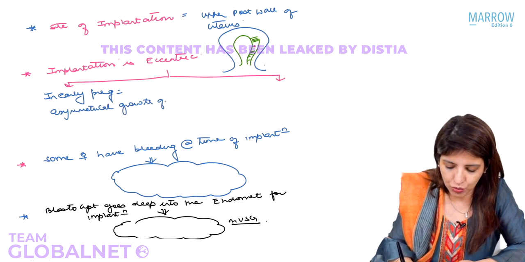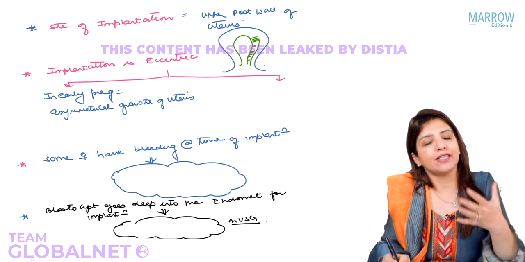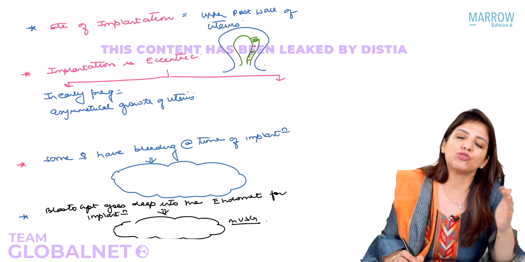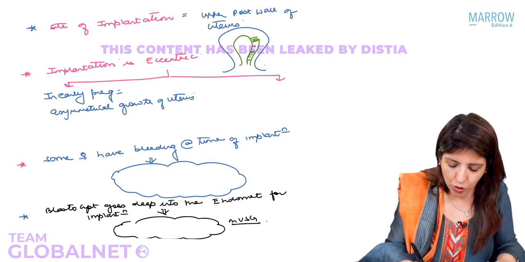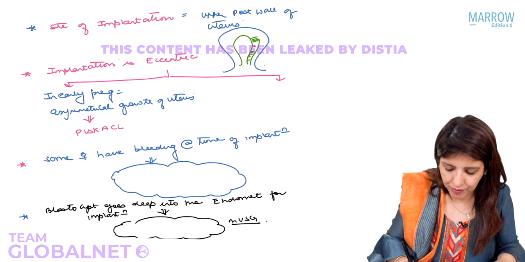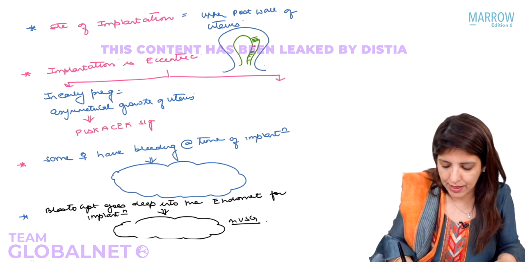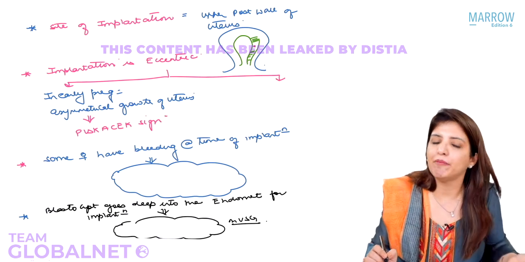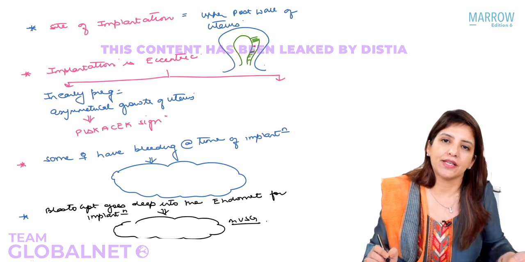Asymmetrical growth of the uterus. Wherever, on whichever side implantation has happened, that side is going to grow more in comparison to the other side. And this is what is called Piskacek sign. The asymmetrical growth of the uterus in early pregnancy, that is what is Piskacek sign.